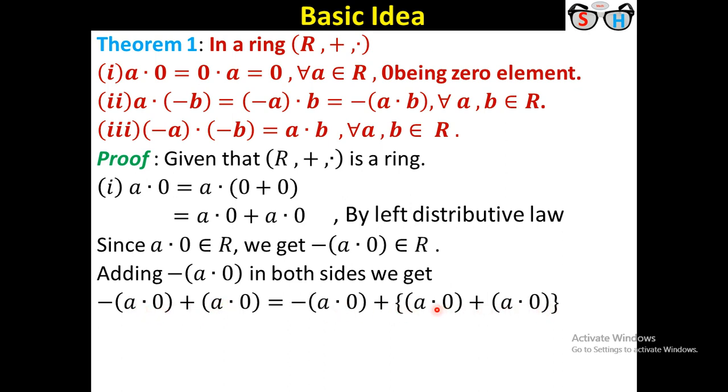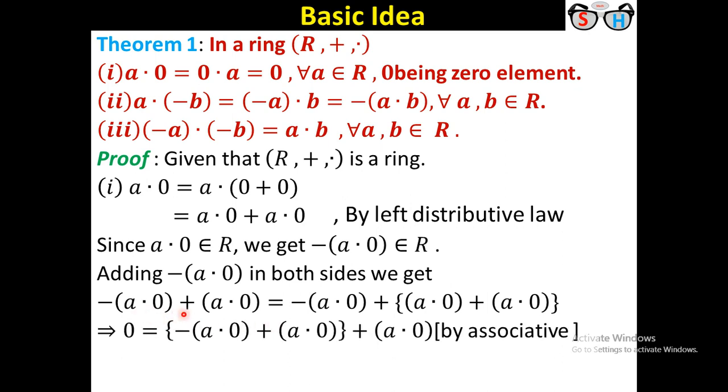Here the second bracket contains the last two terms, but by using associativity we take the second bracket between the first two terms. So 0 equals that. Here 0 occurs due to the property of additive inverse, and here this occurs due to the associative property of addition. Again this is 0, therefore 0 equals 0 plus a dot 0, that is a dot 0 equals 0. So we find a dot 0 equals 0.